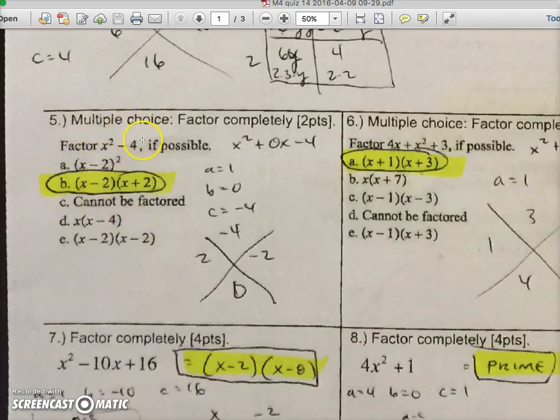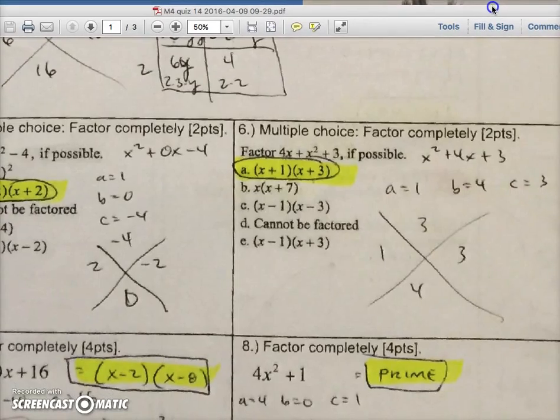Question number 5, multiple choice, factor completely. You have x squared minus 4. This problem is a little tricky in that you don't have a b value. Your b value is actually 0. So when you factor this, a equals 1, b equals 0, c equals negative 4. And then from here, a times c is negative 4, b value is 0. Two numbers that multiply to be negative 4, positive 2 and negative 2, and they also add to be 0. So you put the x minus 2 and then x plus 2. Now a problem like this is also called a special factor. It's called the difference of squares. And you'll notice that in difference of squares, there's no b value.